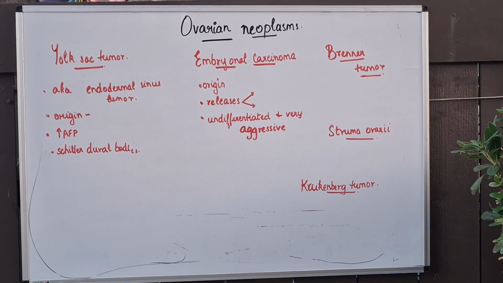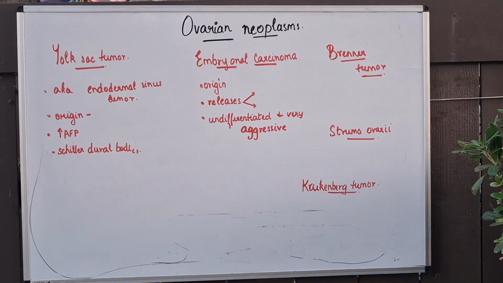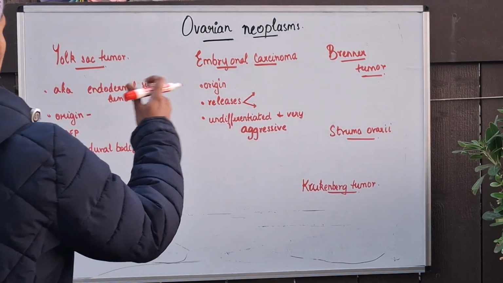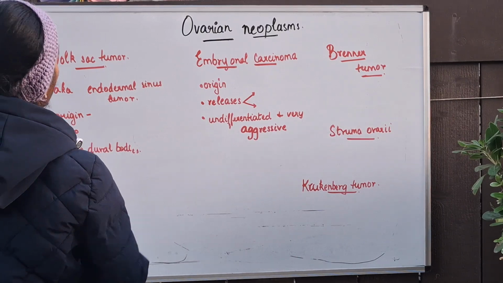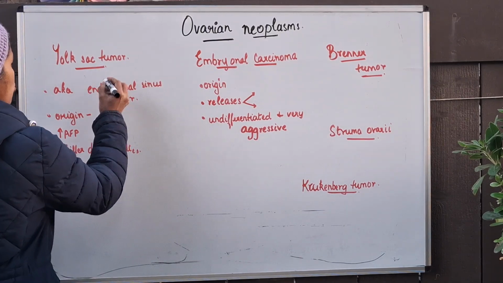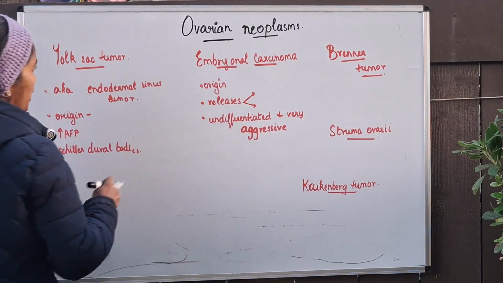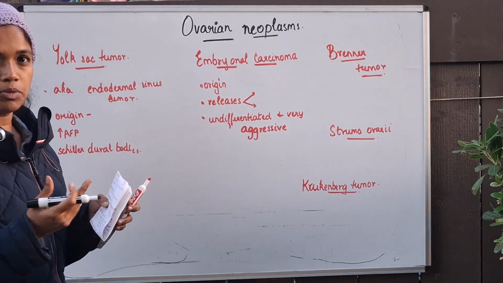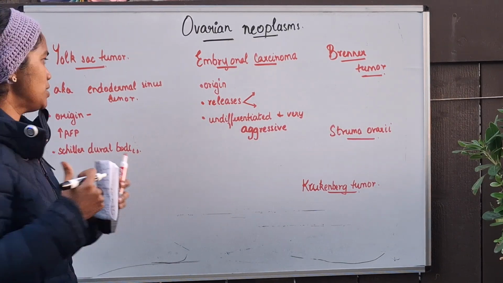So we have something known as yolk sac tumor, embryonal carcinoma, Brenner, Struma ovary and Krukenberg. So this is part 3 of the ovarian neoplasm. Yolk sac tumor is also known as endodermal sinus tumor. I don't have anything to explain concept-wise. I am trying to make it as understandable as possible.